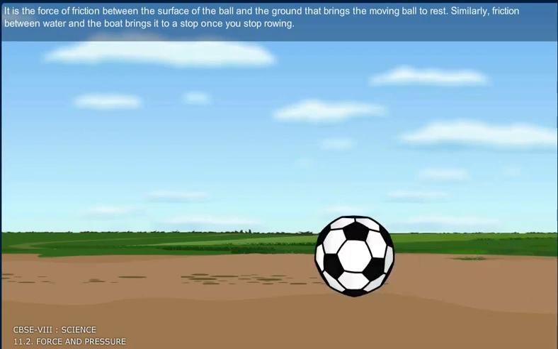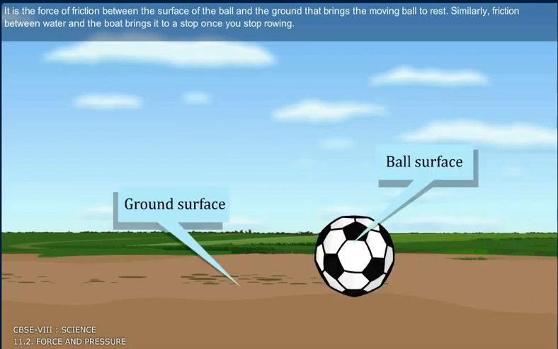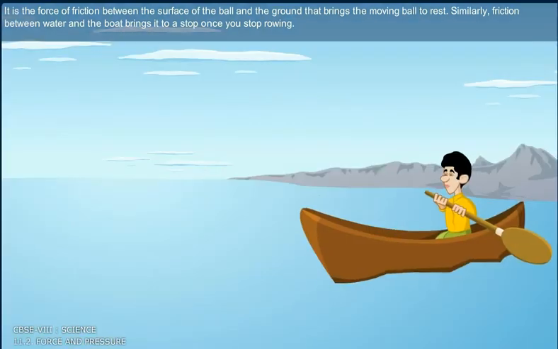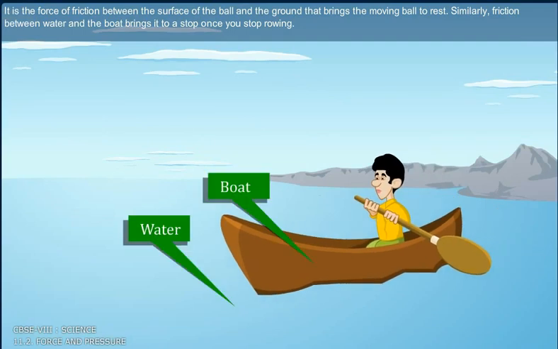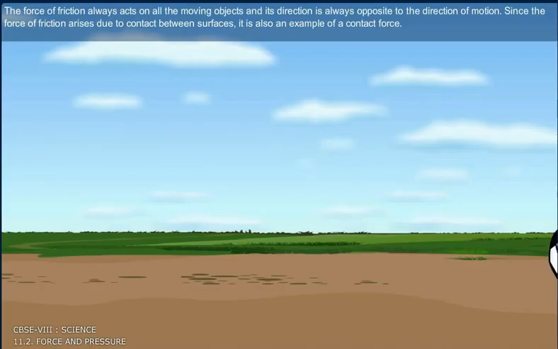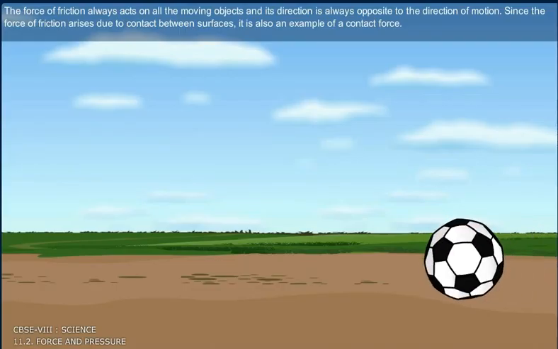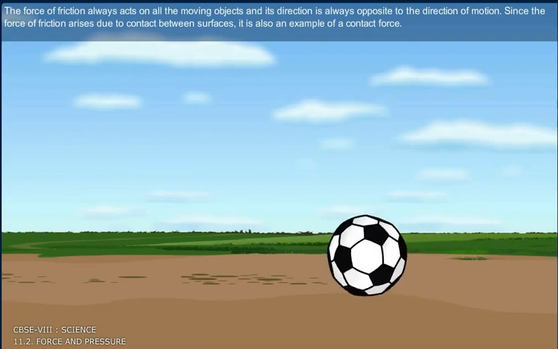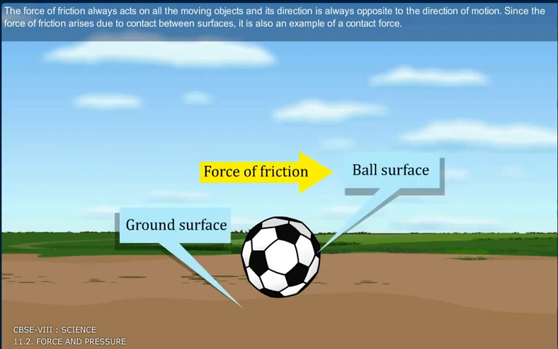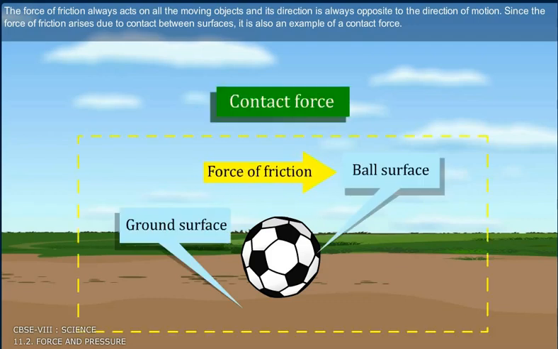It is the force of friction between the surface of the ball and the ground that brings the moving ball to rest. Similarly, friction between water and the boat brings it to a stop once you stop rowing. The force of friction always acts on all the moving objects, and its direction is always opposite to the direction of motion. Since the force of friction arises due to the contact between the surfaces, it is also an example of a contact force.